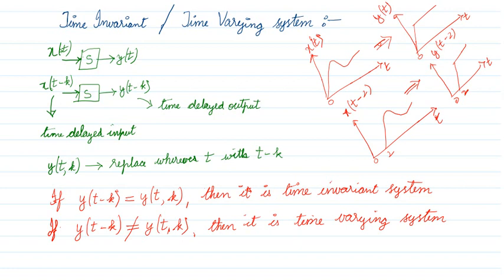For mathematical derivation purposes, I take a system, give the input, and get the output. What I am doing is delaying the input by k units, t minus k. That's a time delayed input, and I get the time delayed output, y of t minus k. Next I am going to find y of t comma k, which is nothing but replacing wherever t is there with t minus k. If y of t minus k and y of t comma k are equal, then I say it is a time invariant system. If they are not equal, I conclude it is a time varying system.